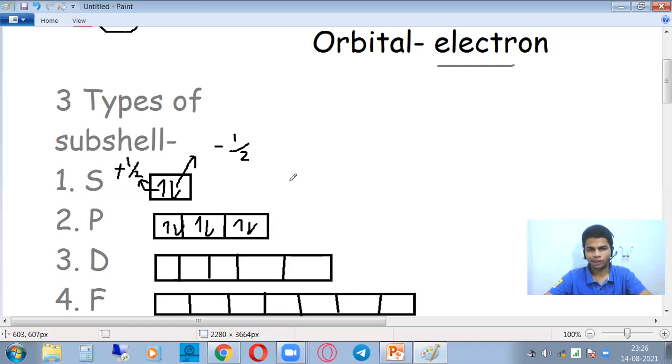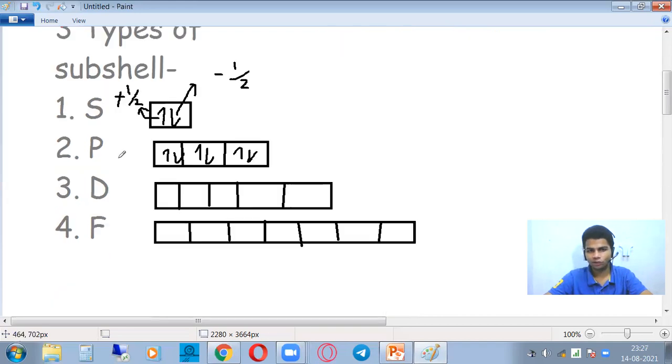For the subshells, I just want to note that s stands for spherical, p stands for principal, and d stands for diffused. These three are in your course, and we are going to study them. The f orbital is beyond your course. Now let us understand the shapes: how the s orbital looks, how the p orbital looks, how the d orbital looks.